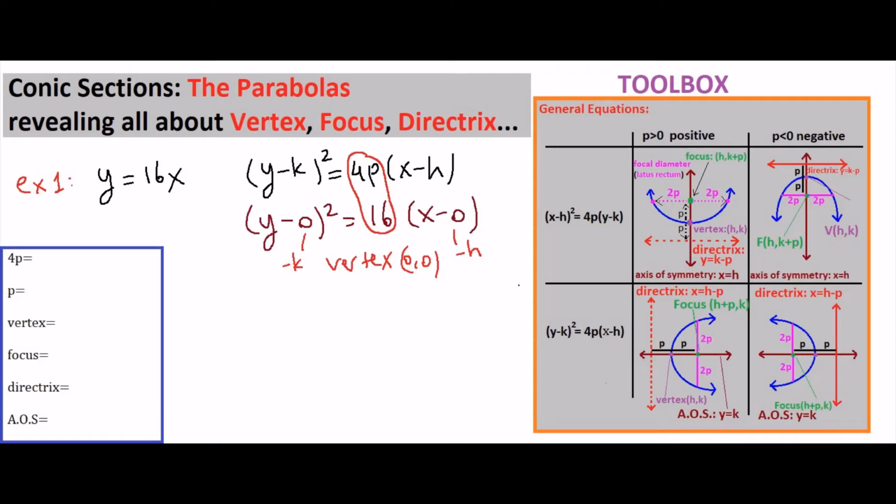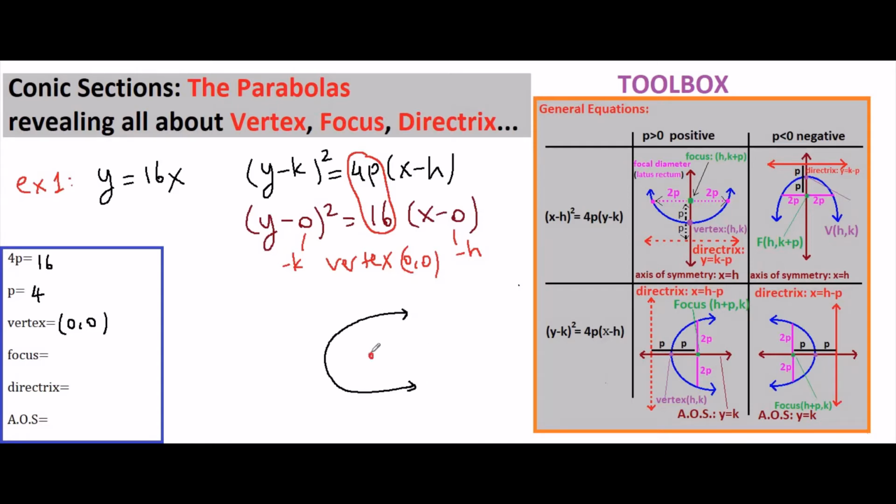In this case, let's find p value, vertex, focus, directrix, and axis of symmetry. Our 4p value is equal to 16. So if we solve for p here, 16 divided by 4 is 4. Our p value is 4. We said that our vertex is 0 comma 0. The y variable is squared and p value is positive, so our parabola is opening to the right.